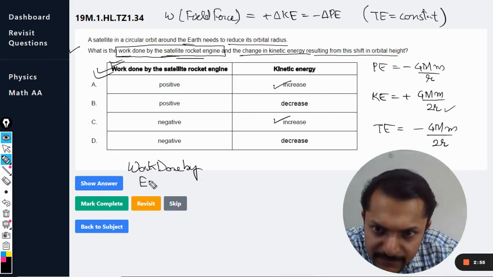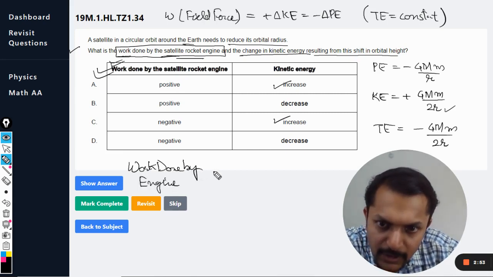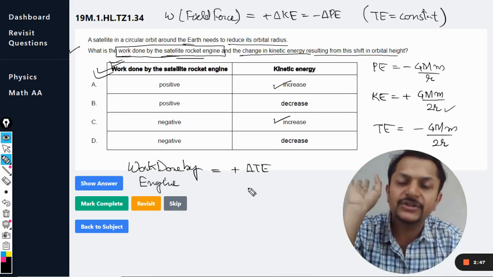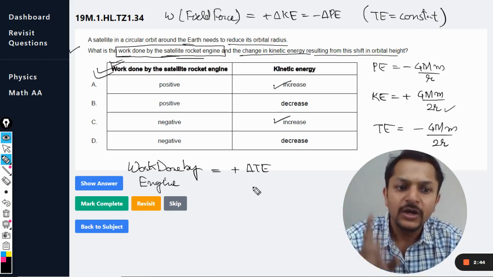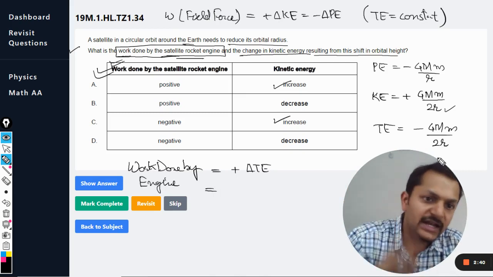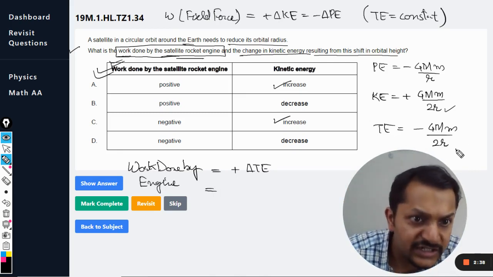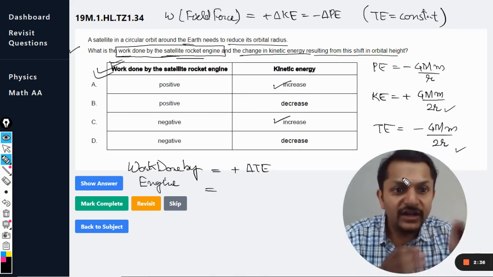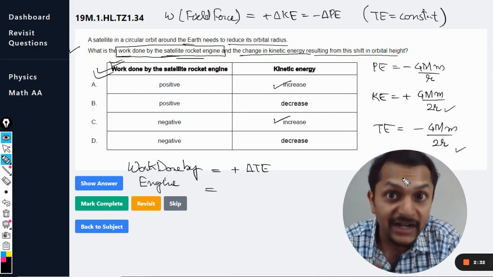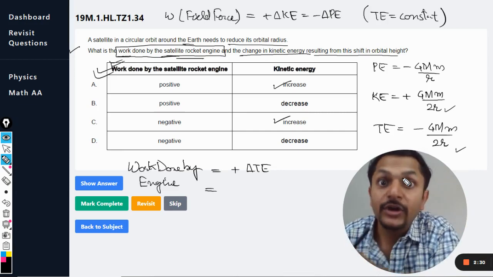Work done by engine is equal to the positive change in total energy. Work done by engine, I'm saying, I'm not talking about the field force now. Work done by engine. So what is it? Is it this coming out to be? Let us see. Now the total energy is given by this formula. So if the radius is reducing, the total energy is becoming more negative, isn't it? It is becoming more negative.